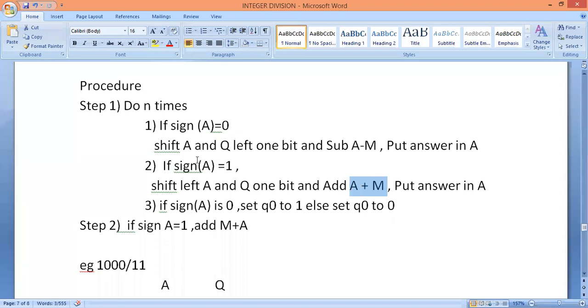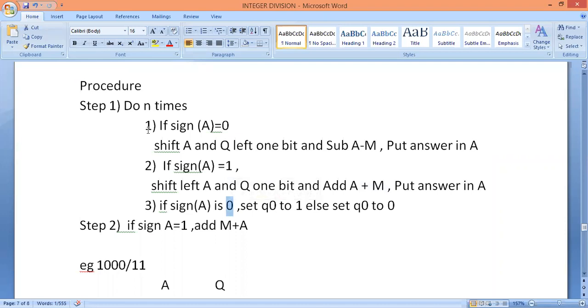Next, again check the sign bit of A. What is the MSB of A? If it is 0, then you have to set Q0 to 1. If it is 1, you have to set Q0 to 0. Reverse. If MSB is 0, put Q0 as 1. If MSB is 1, you have to put Q0 as 0.